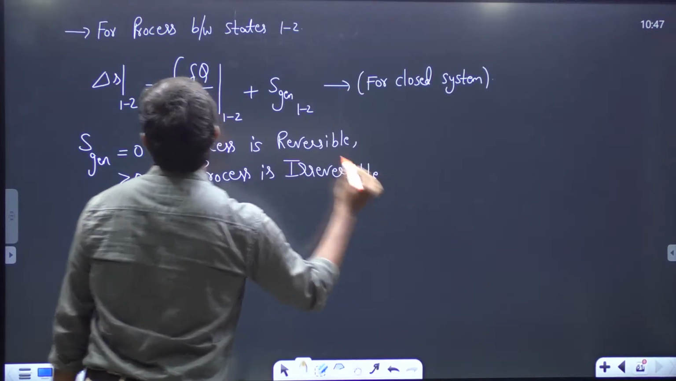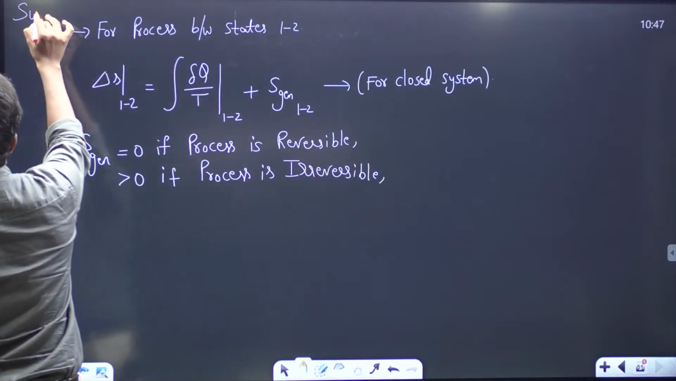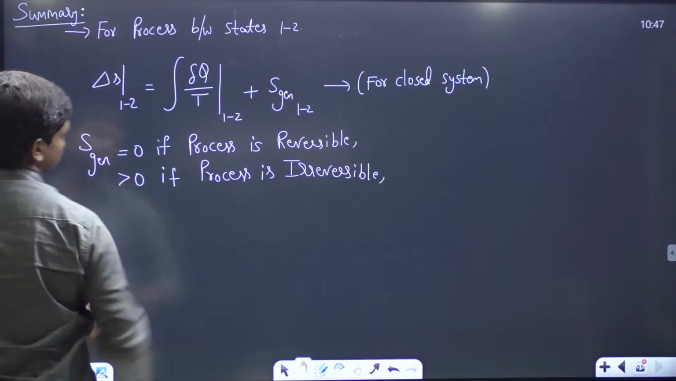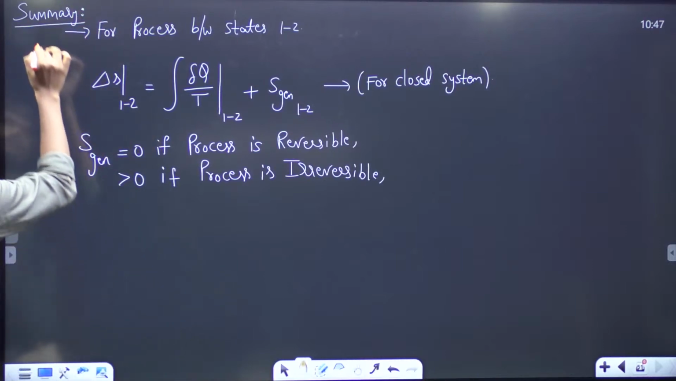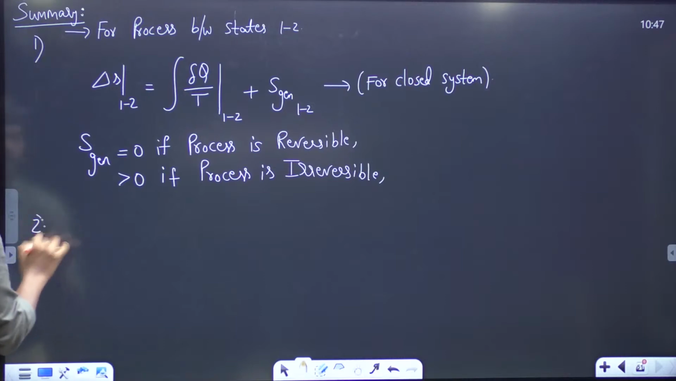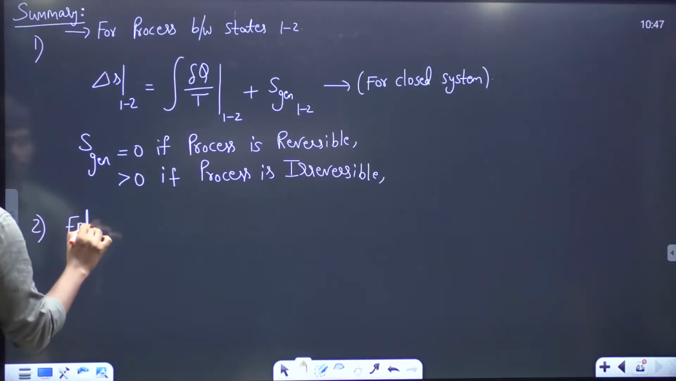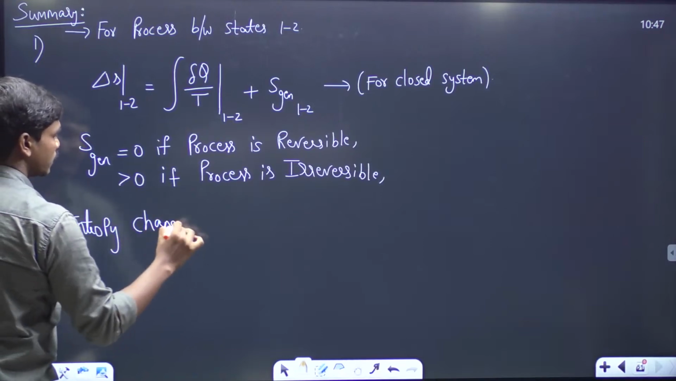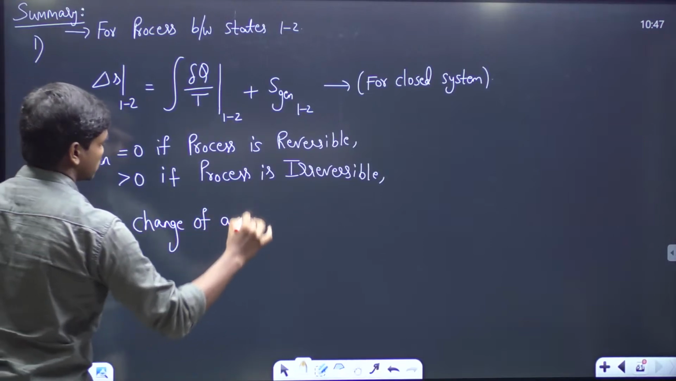If you would like, you can name this as summary of entropy, because results are very important here. Next, this is the first thing. Second, entropy change of a process.